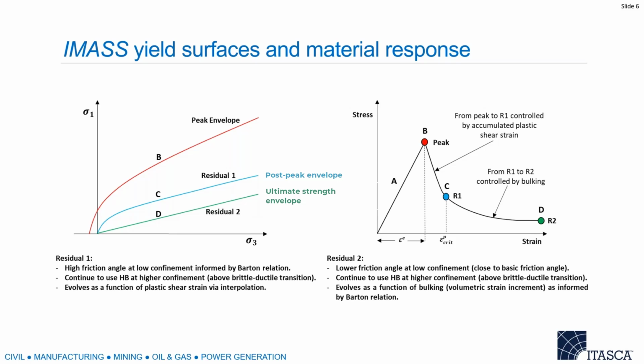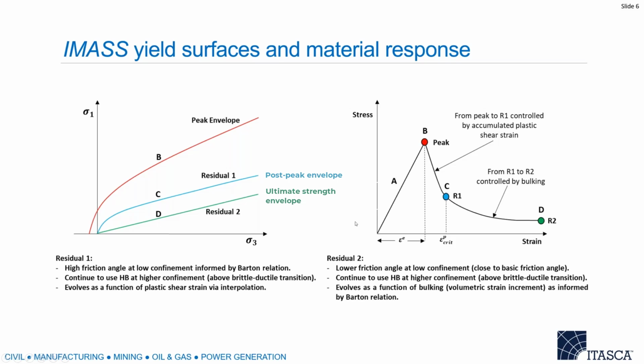If you look at residual 1 and residual 2, most of the difference between these two residuals is at near zero confinement. Residual 1 represents a high friction angle at low confinement that's informed by Barton's shear strength criteria for rockfill material. As you go from the peak envelope to residual 1, the friction angle is increasing. And as we go from residual 1 to residual 2, reaching the true residual strength of the rock mass, this friction angle starts degrading and going down.